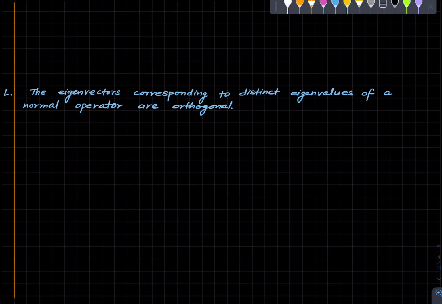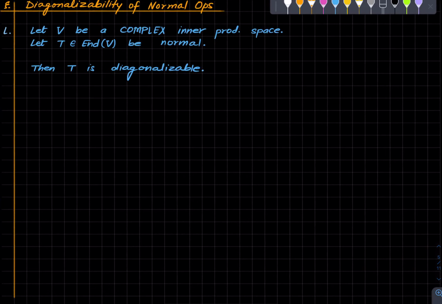Alright, so now let's move on. So this is a very nice fact that if we have a complex inner product space and a normal operator on it, then it is diagonalizable. Any normal operator on a complex inner product space is diagonalizable. So this can be proved in multiple ways, but I will present a proof that I really like, which I learned from Professor Namrata Khetan.